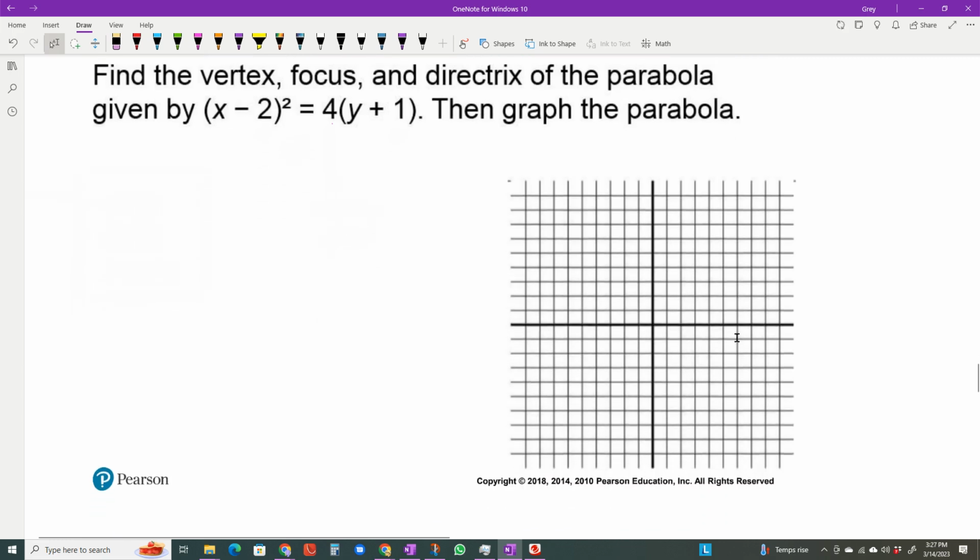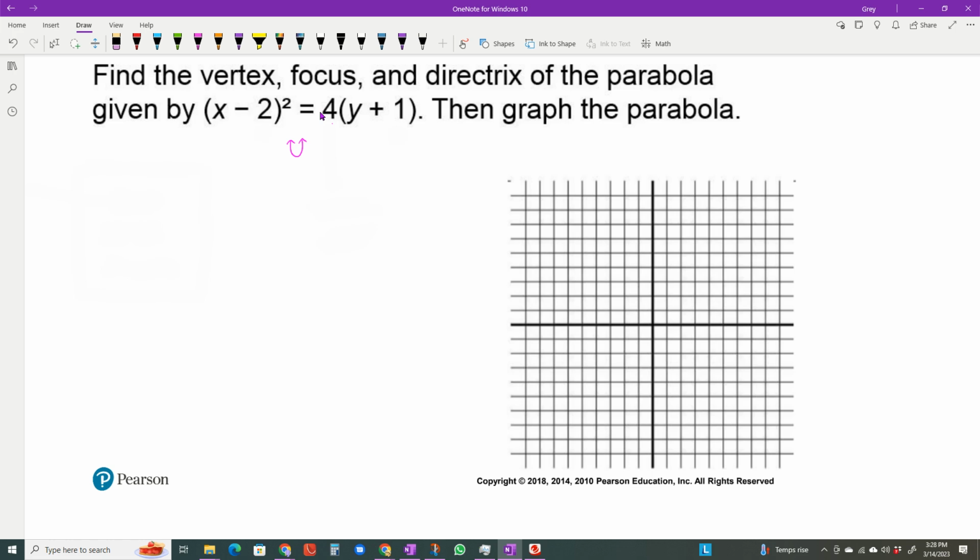So look at this problem. Find the vertex, focus, and directrix of the parabola given by (x - 2) squared equals 4 times the quantity (y + 1). Then graph the parabola. And as I've said to you, I'm going to graph it first because it makes things easier. However, I'm going to stop. If it's x squared, then I should know whether it goes up or down or left and right. So say that to yourself. Hopefully you're right, because the answer is it goes up. It goes up because x is squared. It doesn't go down because there's no negative in front of that 4.